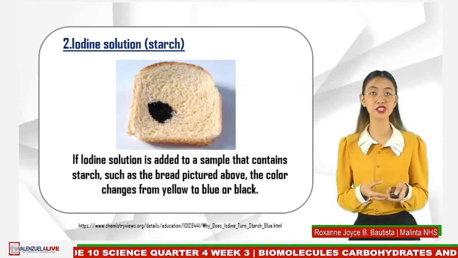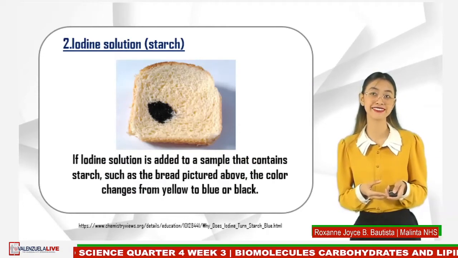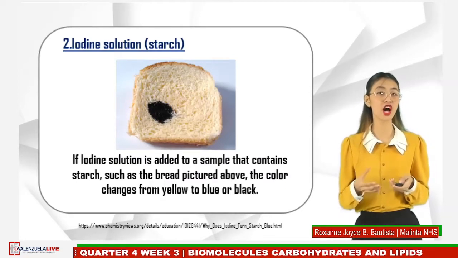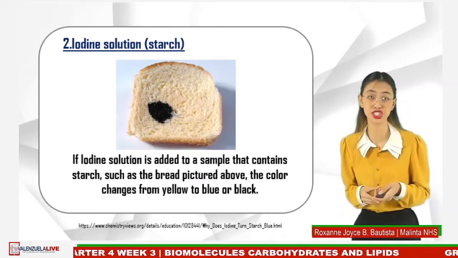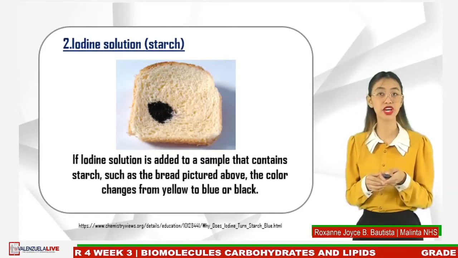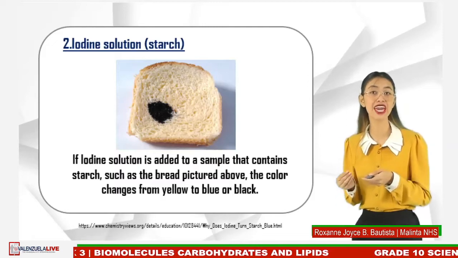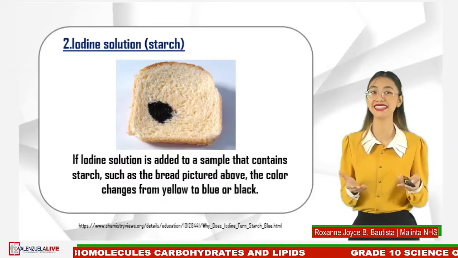Next is the iodine solution. If iodine solution is added to a sample that contains starch, such as the bread in the picture above, the color will change from yellow to blue or black.